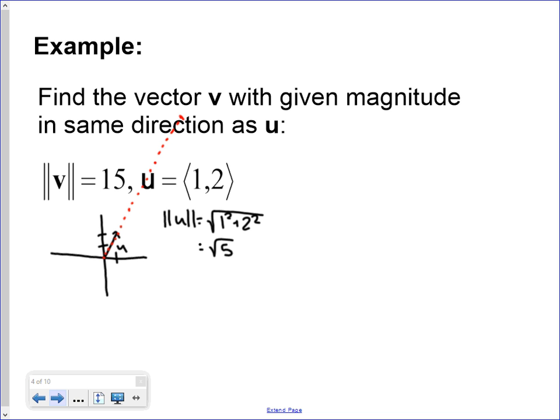Okay, so here's what I might do. U has the vector direction, but it's not the correct length. So one thing that I know from the week before spring break is I can create a unit vector. And what would be special about my unit vector?